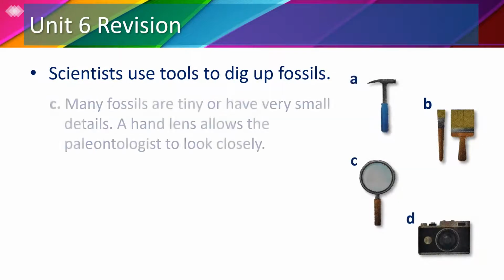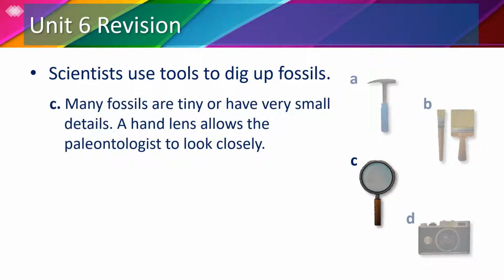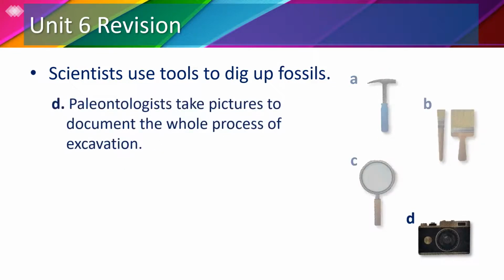Many fossils are tiny or have very small details. A hand lens allows the paleontologist to look closely at these details. And finally, paleontologists use this tool to take pictures to document the whole process of excavation, or digging out the fossils.